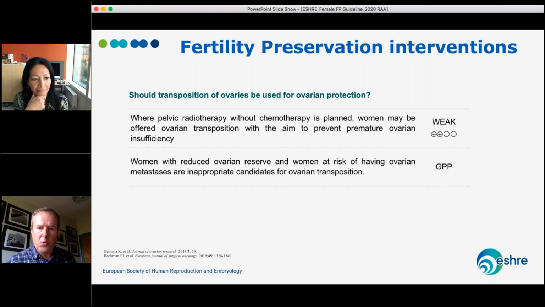Transposition of ovaries is always going to be another potential option for intervention as prevention. Again, the evidence here is largely very weak, and we felt there were situations, such as women with a reduced ovarian reserve or where there was potential for ovarian malignancy, that were probably inappropriate for this intervention.